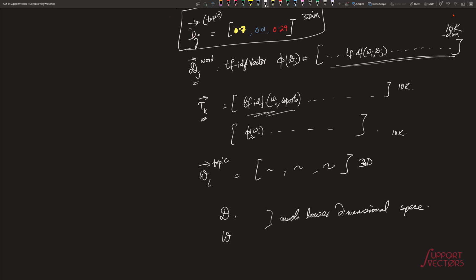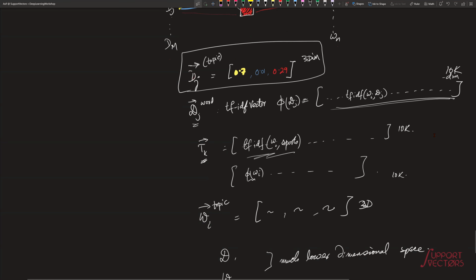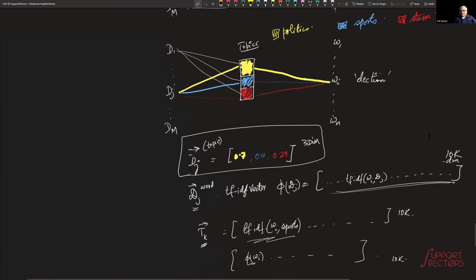Asif, one quick question there. In the depiction of the problem statement, you're making an implicit assumption of mutual exclusivity for the topic set. Yeah. By definition, you expect that the topics are orthogonal.